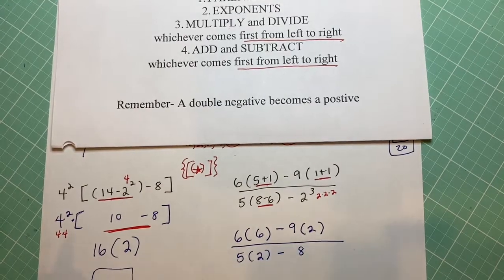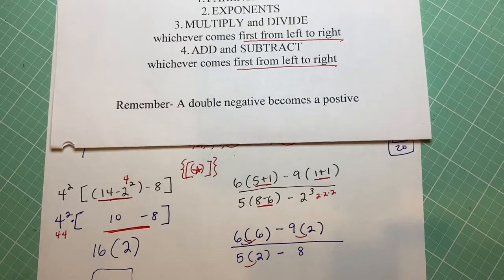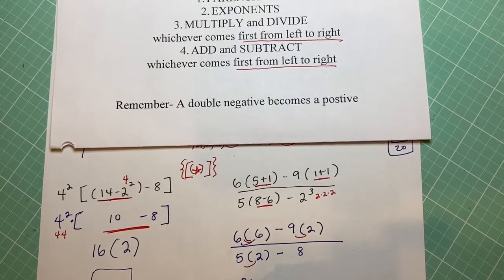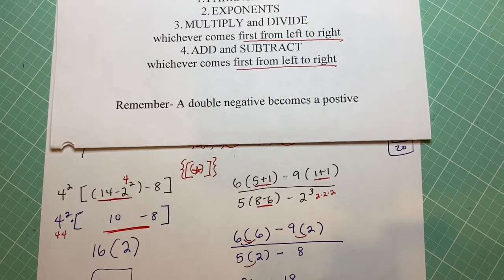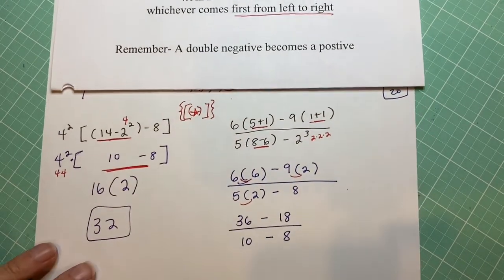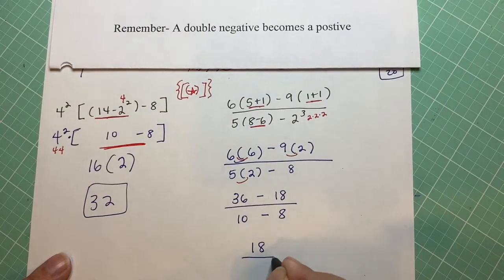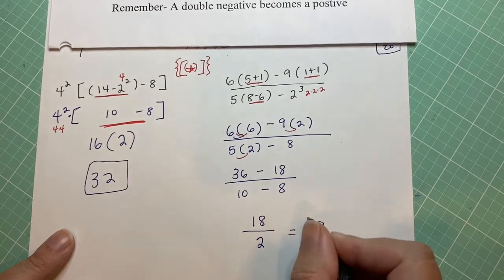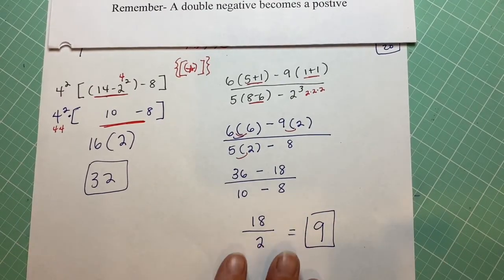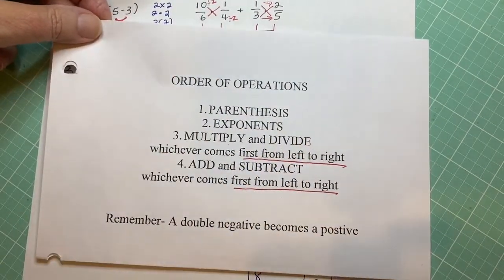Then we're going to go through and do all the multiplications. We're going to multiply here, wrong color, here, here, and here. So 6 times 6 is 36, 9 times 2 is 18, 5 times 2 is 10, the 8 comes down. Oops, I was off camera, I'm sorry. Then we add or subtract. 36 minus 18 is 18, 10 minus 8 is 2, and then the last thing, we reduce this fraction, and 18 divided by 2 is 9. So that's order of operations. Be sure you follow these steps if you don't want to make any mistakes.